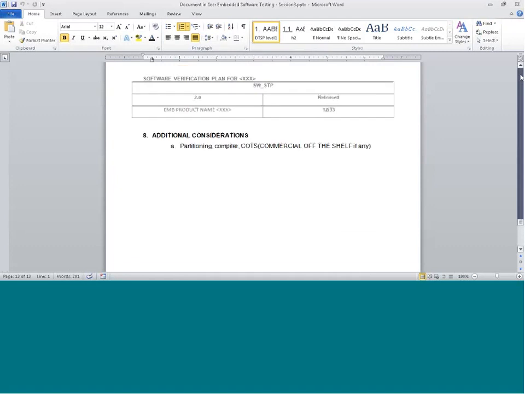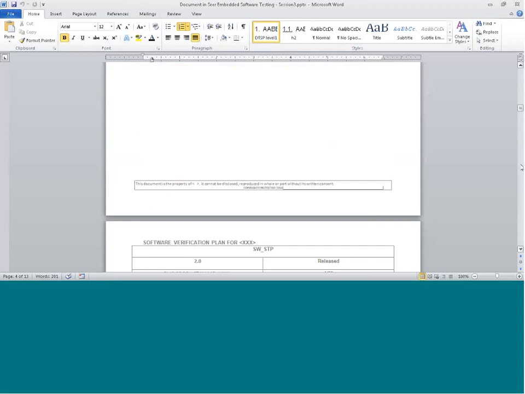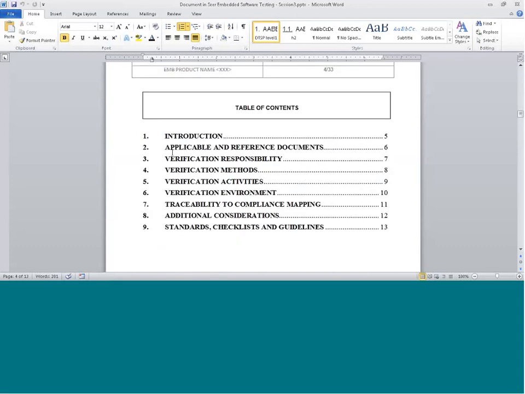I will once again highlight the basic elements of the software test plan or verification plan. It will have the verification responsibility, verification methods, the verification activities, and the environment that is used for the verification, and how I am going to trace the various verification activities, etc. And of course, we have additional considerations like partition, the compiler used, or any of the COTS. And last, we will list out all the standards, techniques, and guidelines.